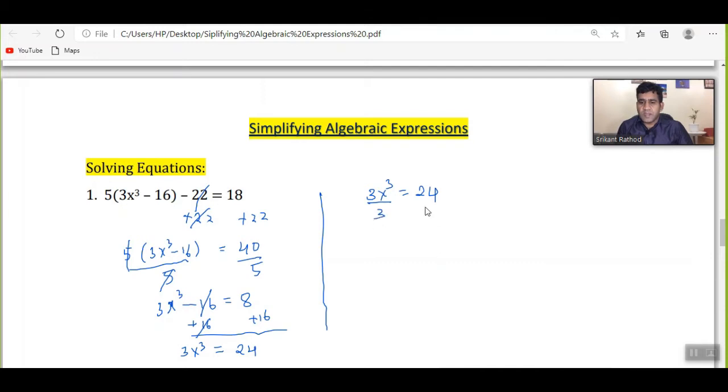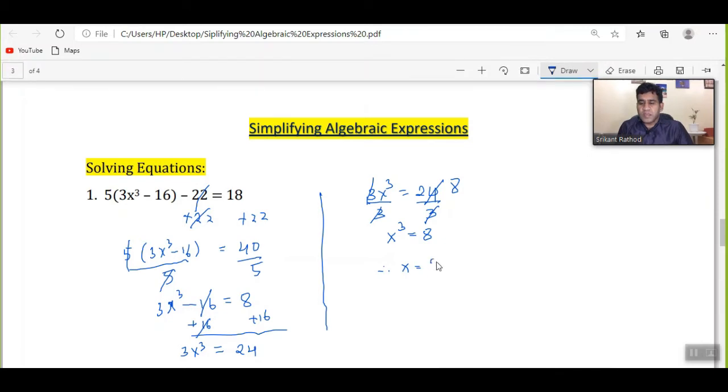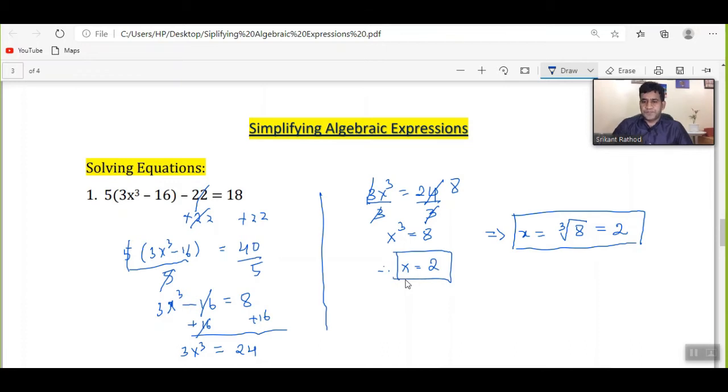Now I need to solve for x. So divide by 3, divide by 3. So 3 and 3 just get cancelled out. 3 times 1, 3 times 8 makes 24. Then we are getting x cubed is equivalent to 8. So if x cubed is 8, then the value of x is going to be 2. How you can do it: you can take x equals the cube root of 8. The cube root of 8 is going to be 2. So this is the value of x. So we got the value of x here as 2.